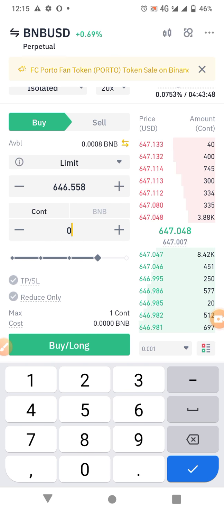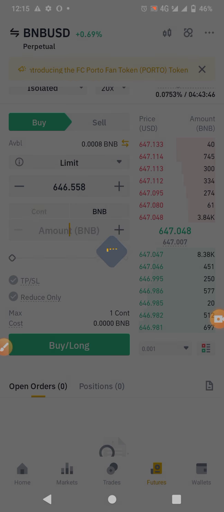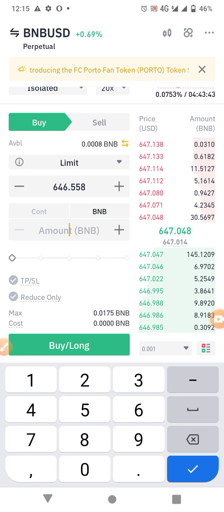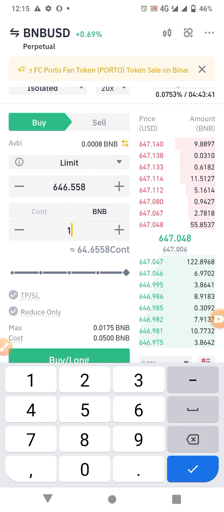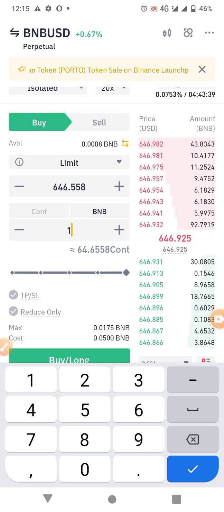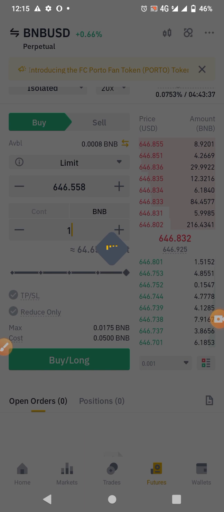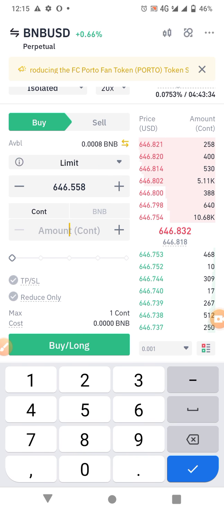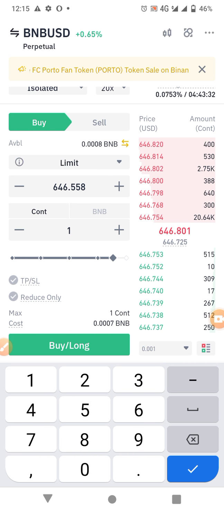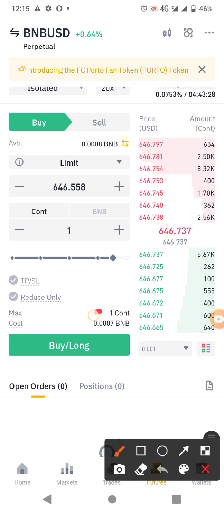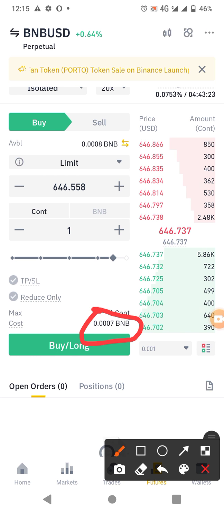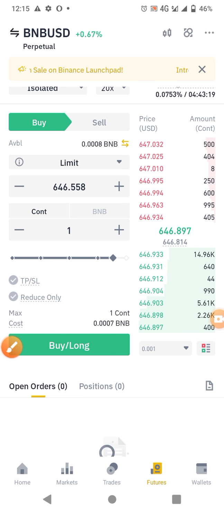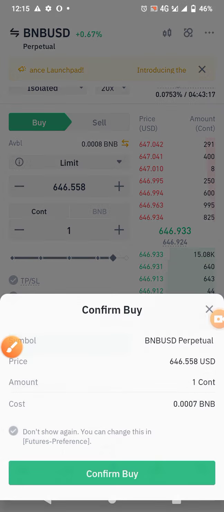Okay. This count is, if I press one BNB, it gives me the equivalent in count. So if I put in a count, it should give me the equivalent in BNB. So let me just use one count. One count gives me 0.07 BNB. I want to buy long 0.06. That's the cost that I needed. And I have 0.008. So I'll just buy long.